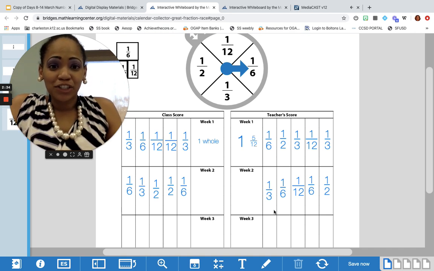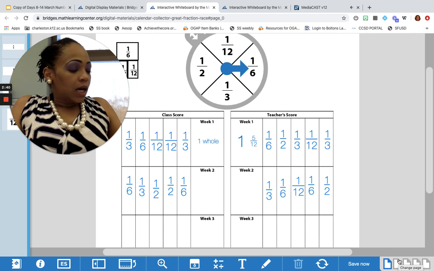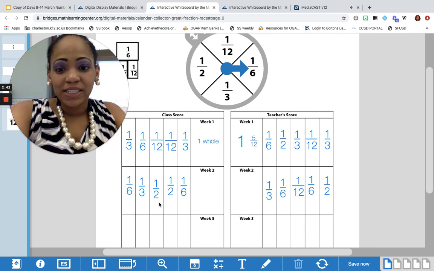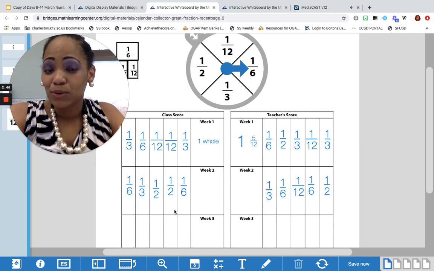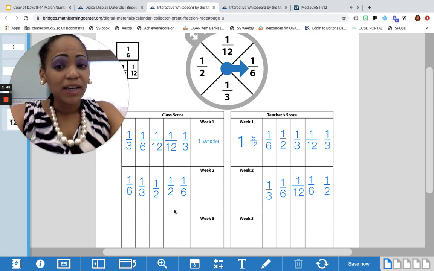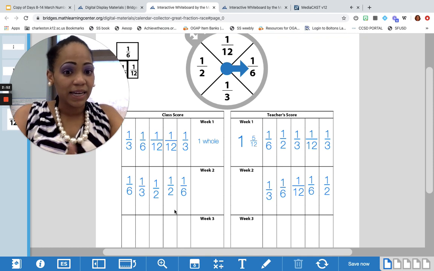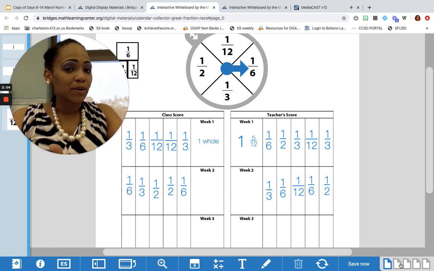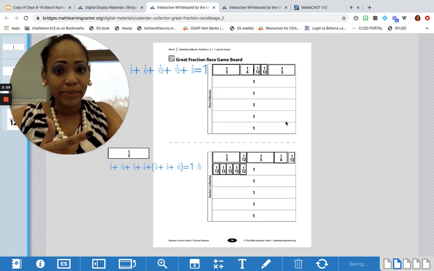Have you made your prediction? Well, today we're going to figure out if you are right. Now, just by looking at it, can we see that we already have a whole here? Do y'all know that a half and a half is a whole? I hope so. Go ahead and get out your pieces if you haven't done so already. Hopefully you are ready by now. And open up your number corner journals if you haven't already, so that we can start adding some pieces here.